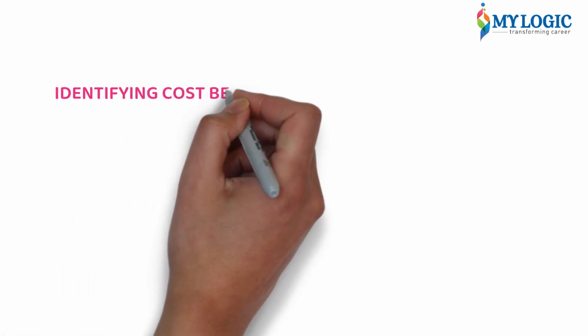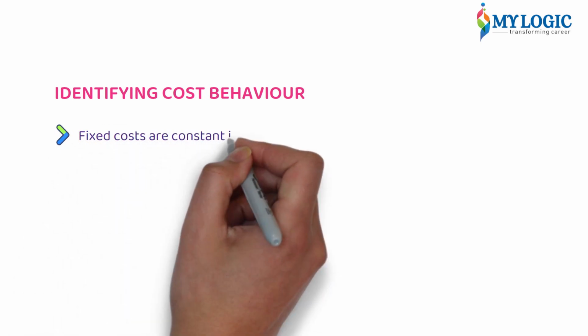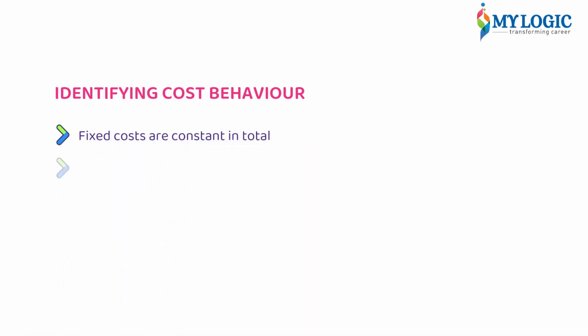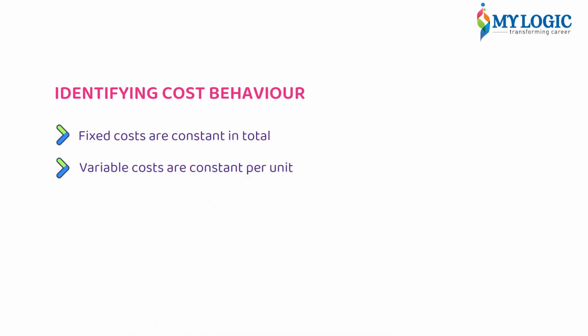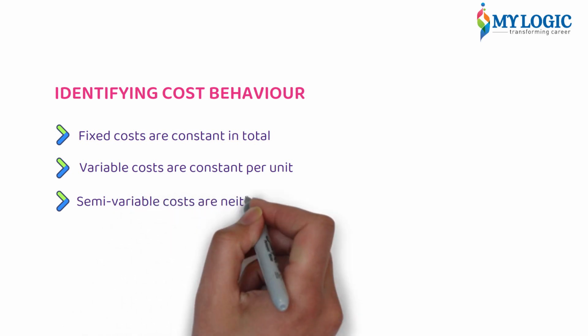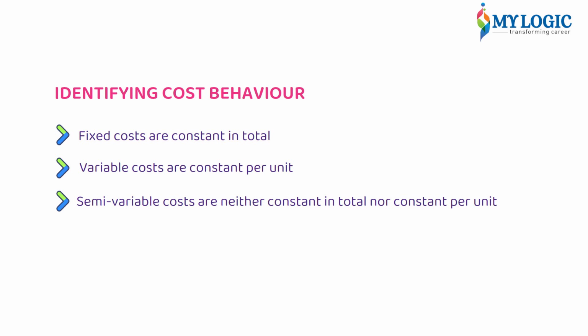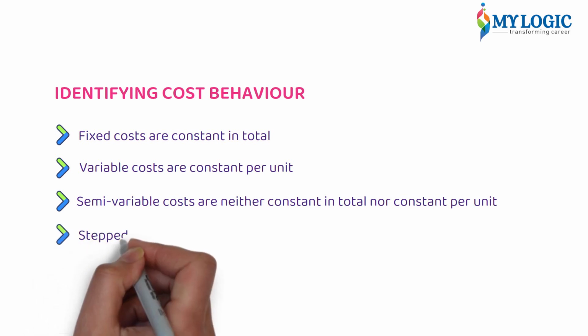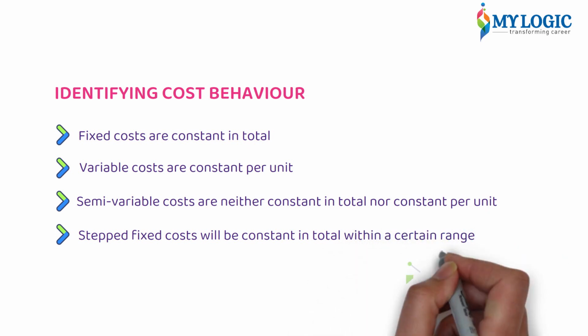Identifying cost behavior. Fixed costs are constant in total. Variable costs are constant per unit. Semi-variable costs are neither constant in total nor constant per unit. Stepped fixed costs will be constant in total within a certain range.